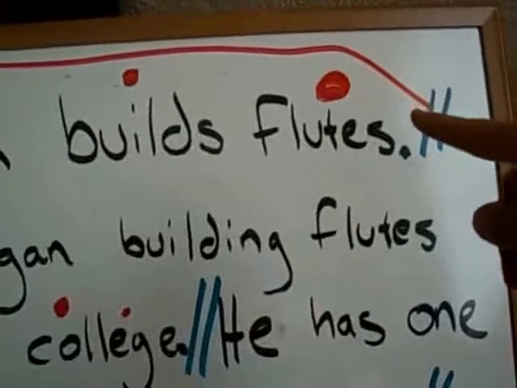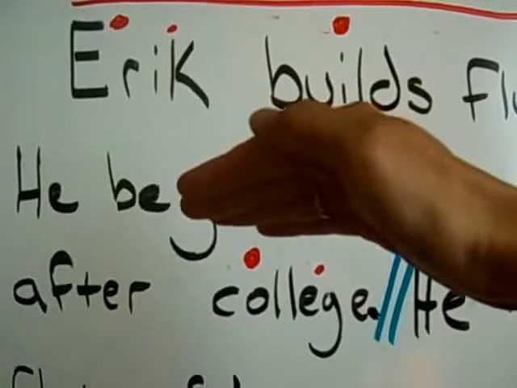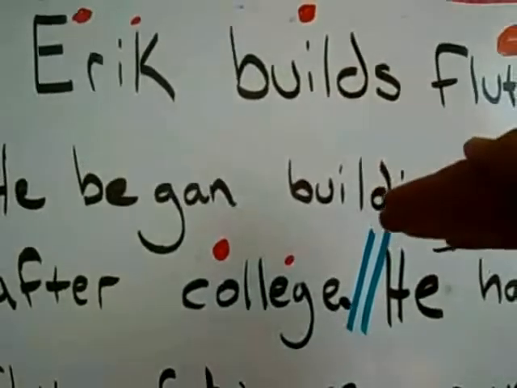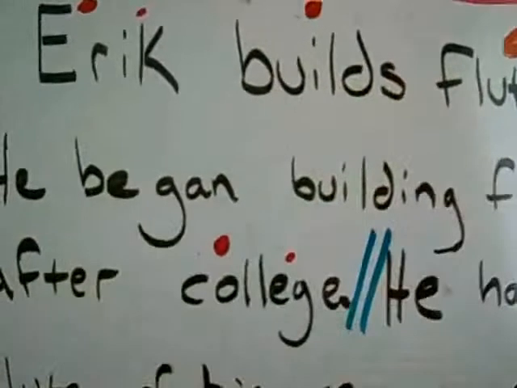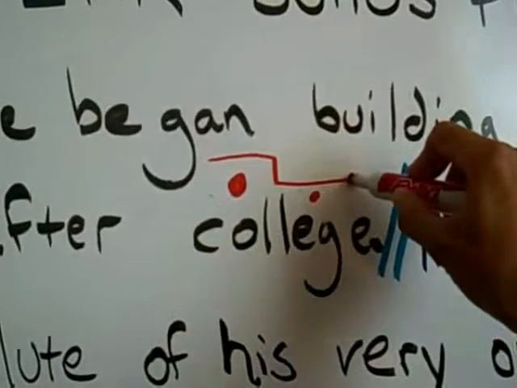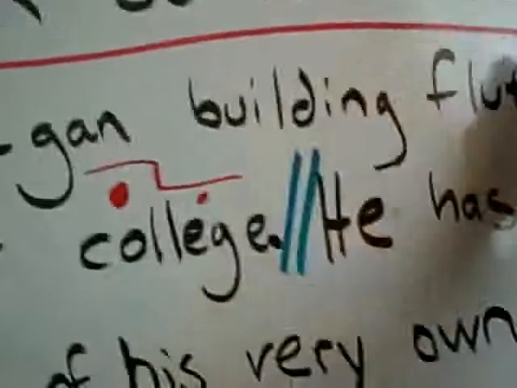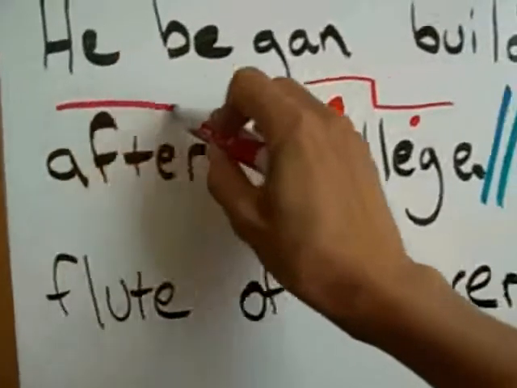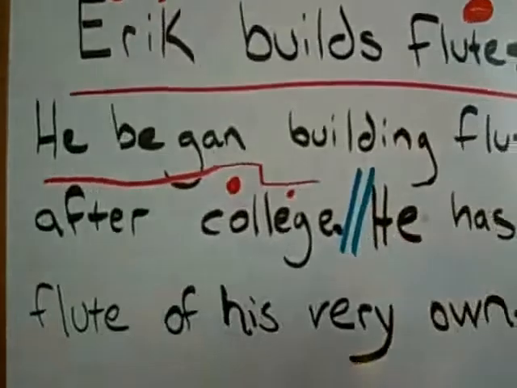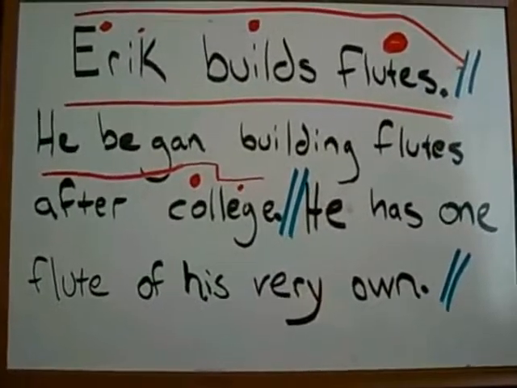Flutes had one syllable, so our voice glided down. With college, two syllables, our voice sort of steps down. College, from one level to the next, from a higher level to a lower level. So again, the overall pattern is like this. But then, at the end, it goes up and steps down. He began building flutes after college.